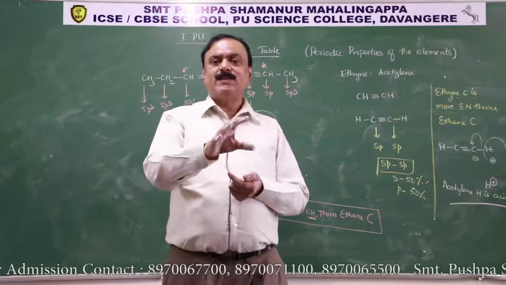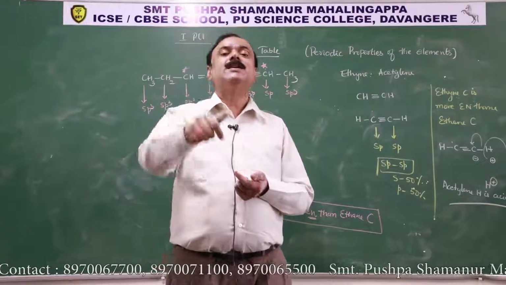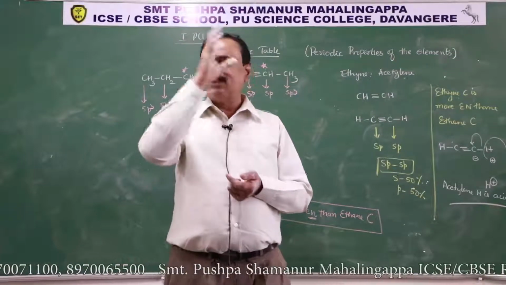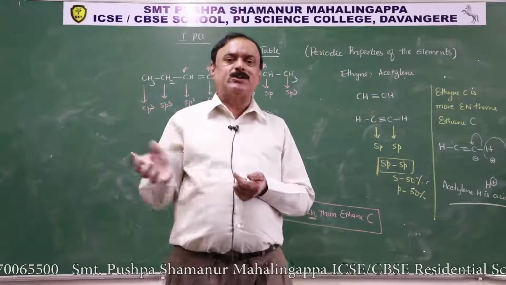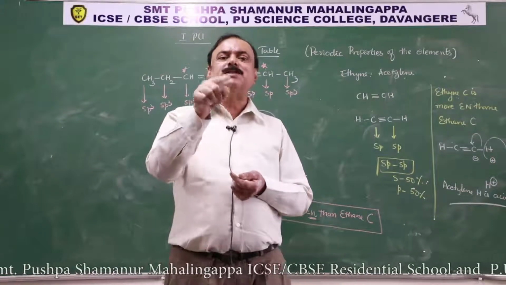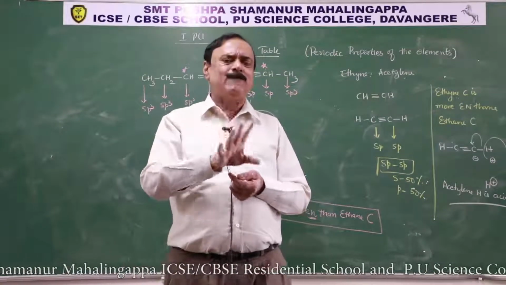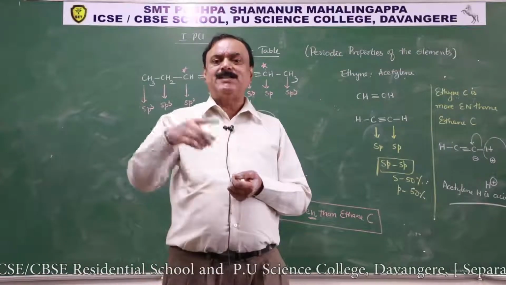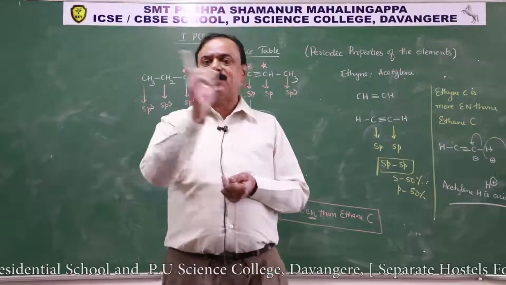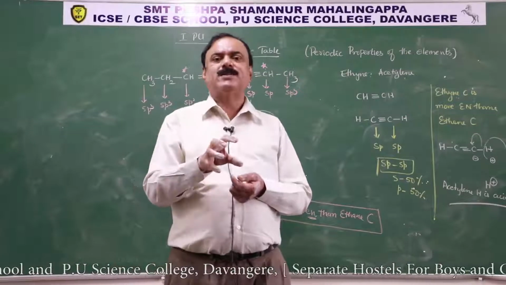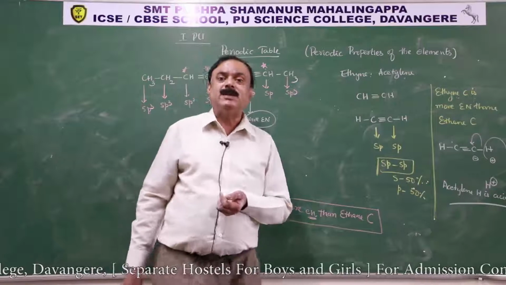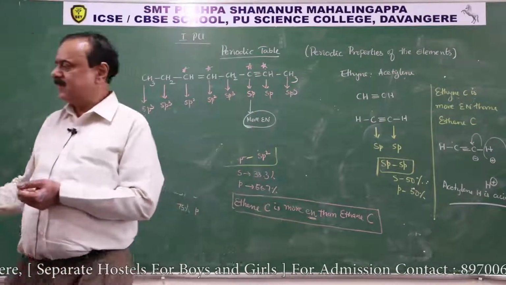Ethyne, that is acetylene, has terminal hydrogen. Not ethane, even though some molecules contain so many hydrogens; it is possible only in the case of terminal hydrogen, terminal alkynes. Terminal means at the end, either the first end or the last end. If a molecule possesses the triple bond at the terminal position, those types of alkynes are called terminal alkynes.